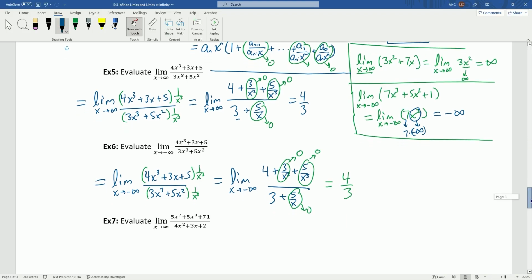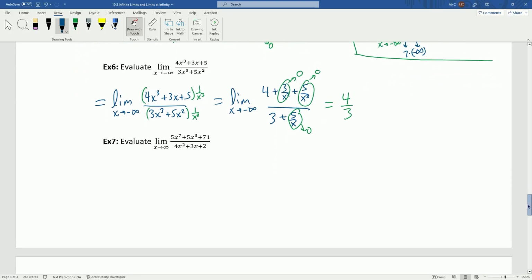All right, now let's look at an example that's a little bit more different. So this is the limit as x goes to infinity of 5x to the 7th plus 5x cubed plus 71 over 4x squared plus 3x plus 2. I'm going to take the same exact approach here, and I'm going to start by multiplying the top and bottom by 1 over x squared.